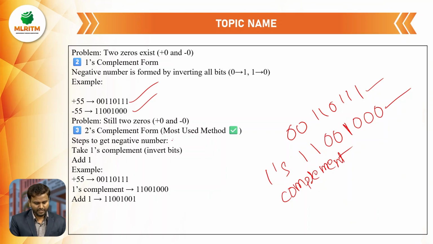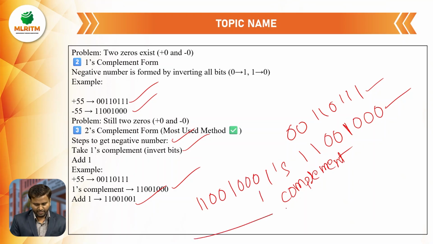The steps to get a negative number are: take the one's complement of the bits, where zeros become ones and ones become zeros. After the one's complement, we need to add 1. Adding 1 to 11001000 gives the result 11001001. This is called the 2's complement.